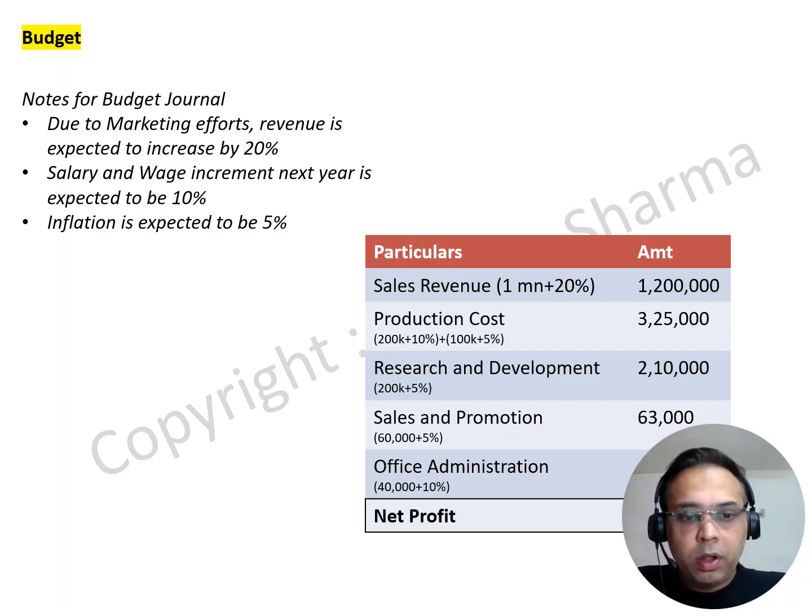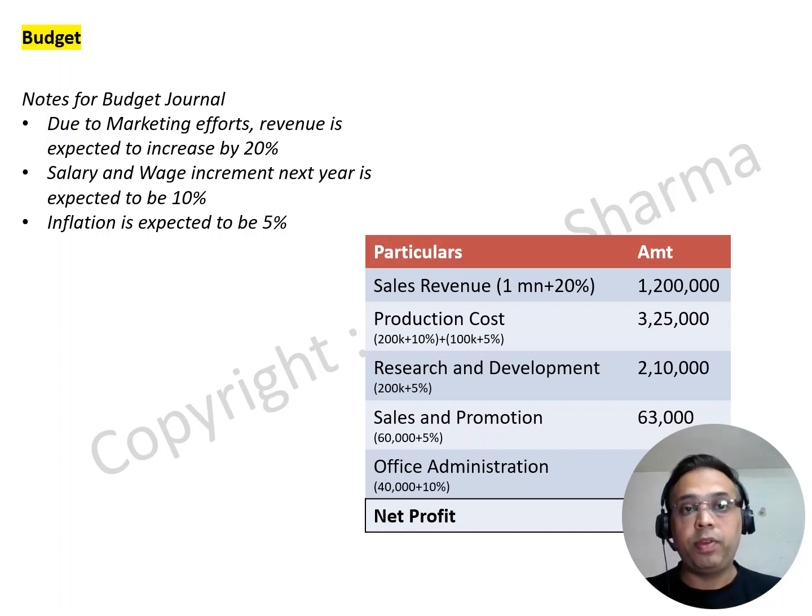percent of 5%. Office administration, last year it was 40,000. I'll be giving a 10% increment. So I've considered that also in this, right? Now, this was a simplified version of the sample budget that we prepare for next year.